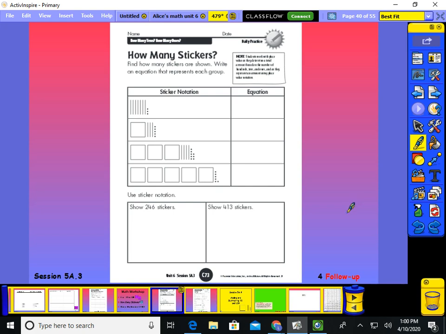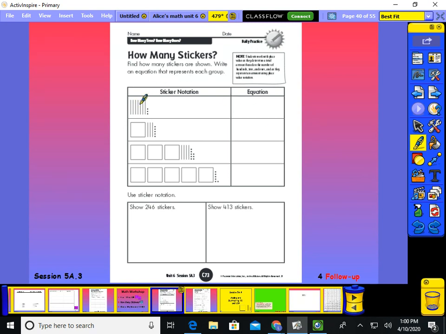Hello, we are still in Unit 6. We're getting toward the end of it. This is session 5A.3. And these two pages should go fairly quickly. We are still referring to place value, hundreds, tens, and ones. The kids might refer to them as flats, skinnies, and bits.